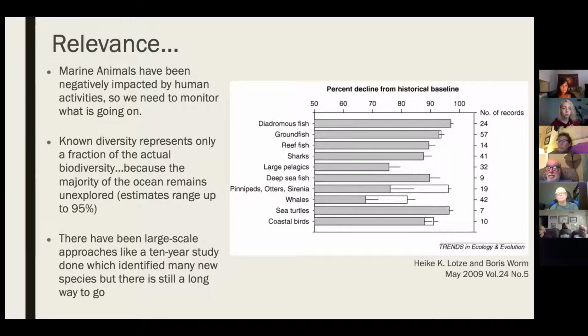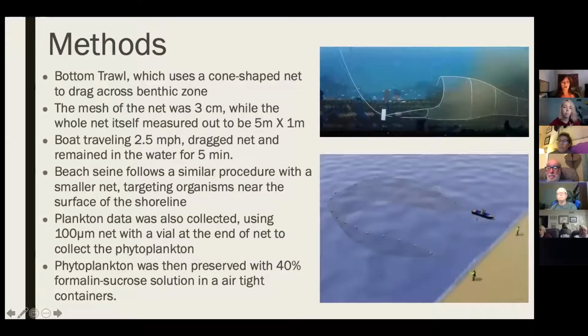And her last point is there have been many large-scale approaches, but we still have a long way to go to know really what these values actually are, and really even what is out there. So that was the relevance she found in doing her project. So the data that she's working with and that we'll be looking at in a few minutes comes from a couple of different types of collections.